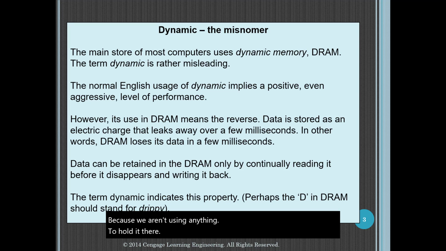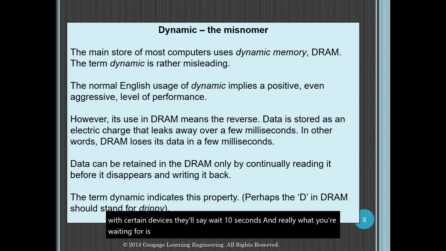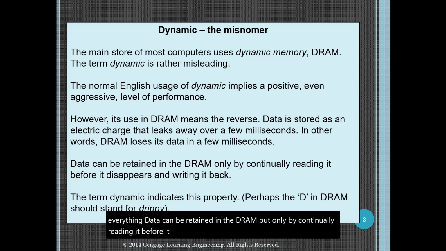And so DRAM loses its data in a few milliseconds. That's why when you turn off your computer and turn it right back on, sometimes, with certain devices, they'll say, wait 10 seconds. Really what you're waiting for is that charge to dissipate, data to leak away from our DRAM, charge to dissipate from capacitors, and actually reset everything. Data can be retained in the DRAM, but only by continually reading it before it disappears, and then we have to write it back. So there's this constant process if you want anything to persist in there.